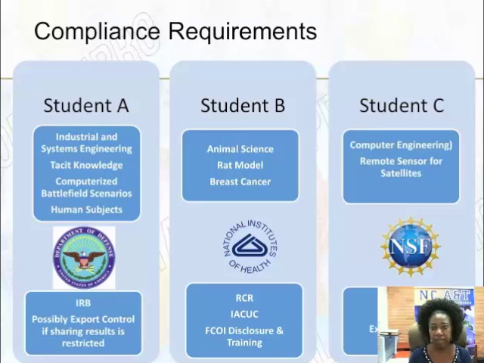And last we have student C. Student C is a computer engineering major. They are studying a remote sensor for satellites. They're funded by NSF. NSF again requires responsible conduct of research training for anyone that they fund. And because remote sensors for satellites are listed on the federal munitions list, export control screening and approval will be required.